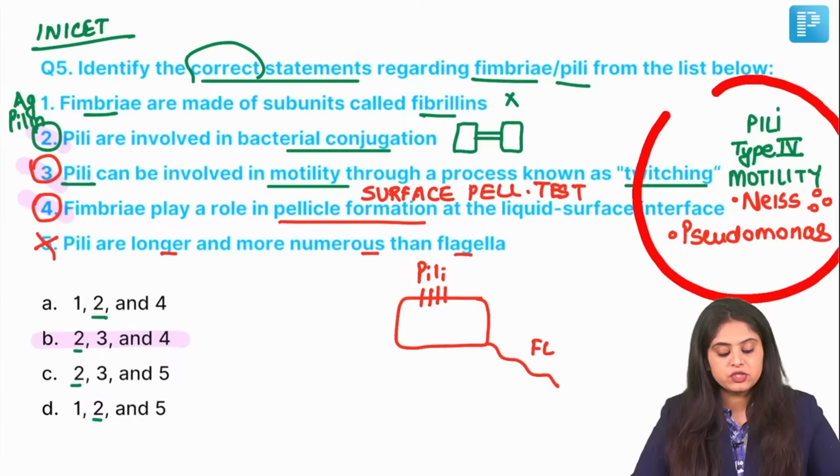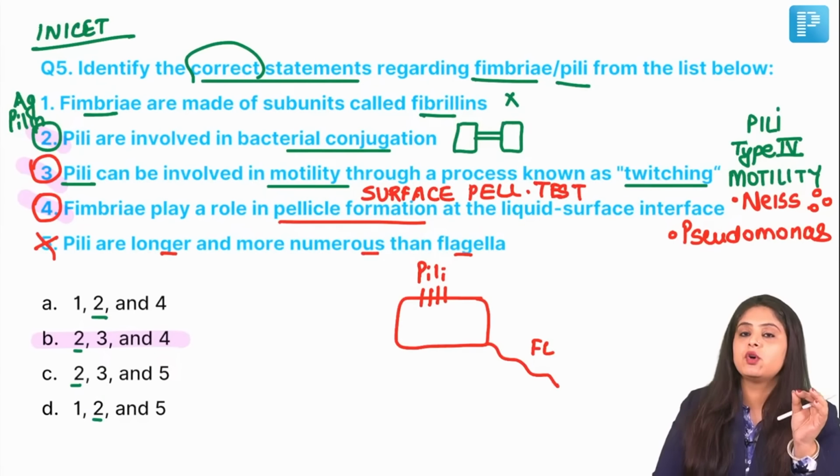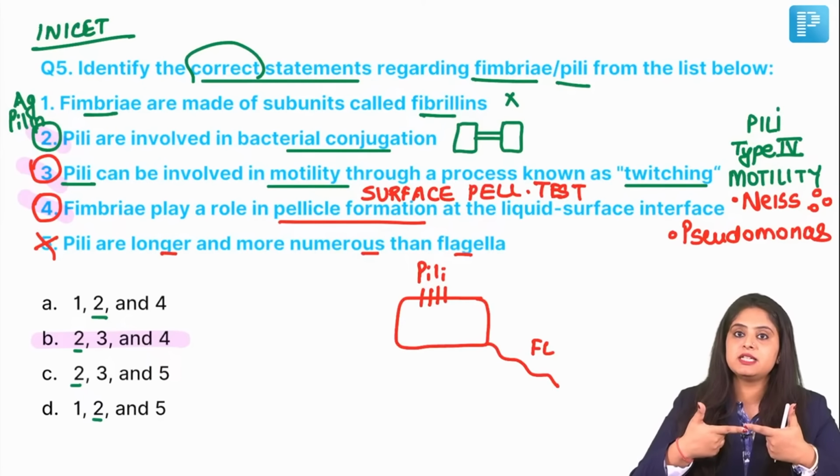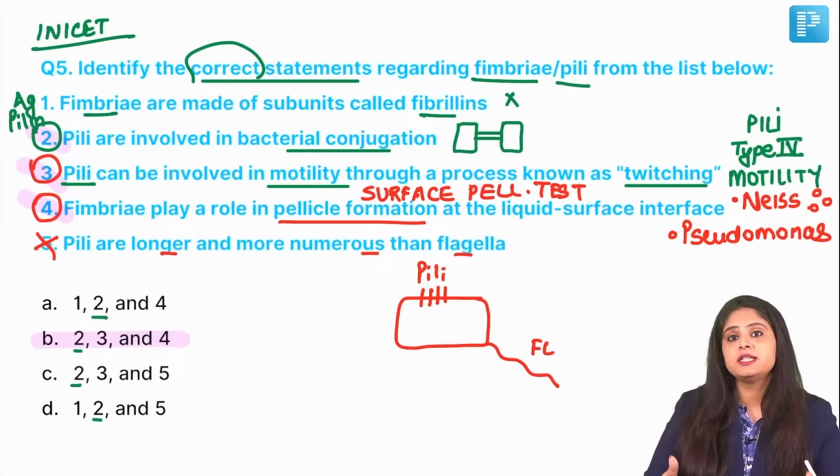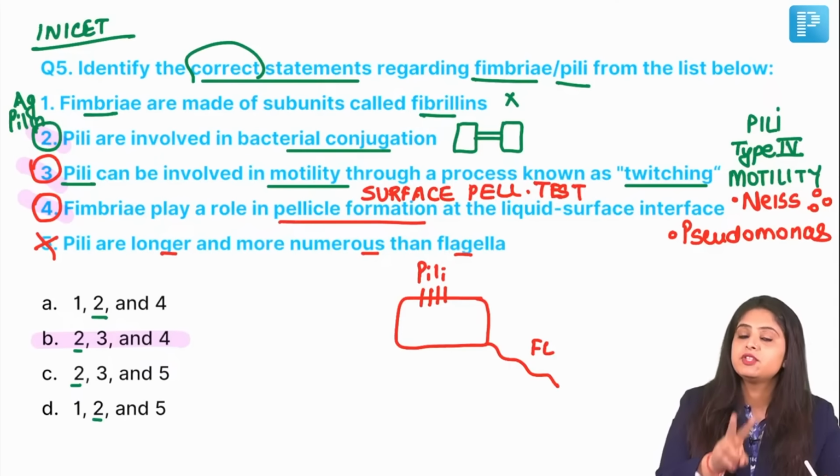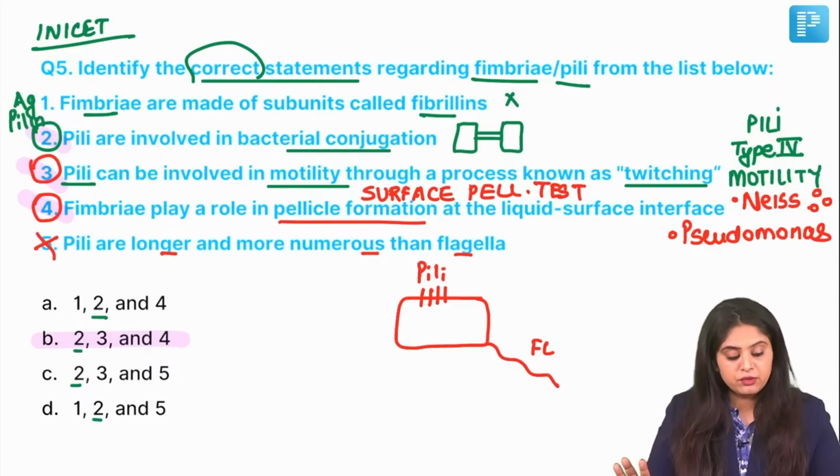Especially if I expect a question on type 4 pili. So the take home message: all pili are for attachment of bacteria, but the one pili for motility is the type 4 pili, present in which 2 bacteria? Neisseria and Pseudomonas. Let's move ahead.